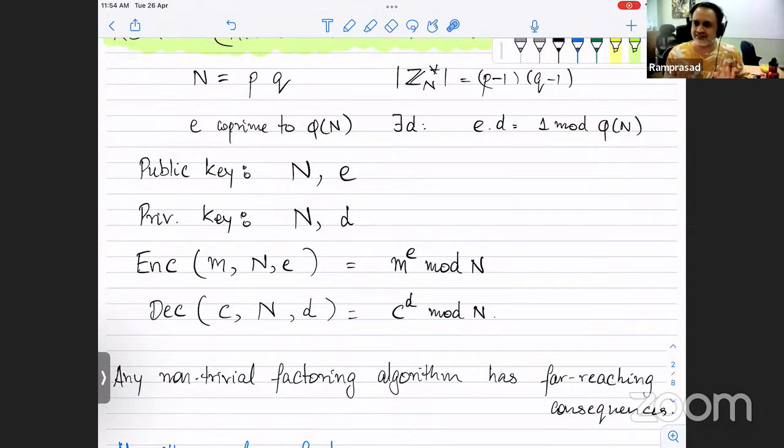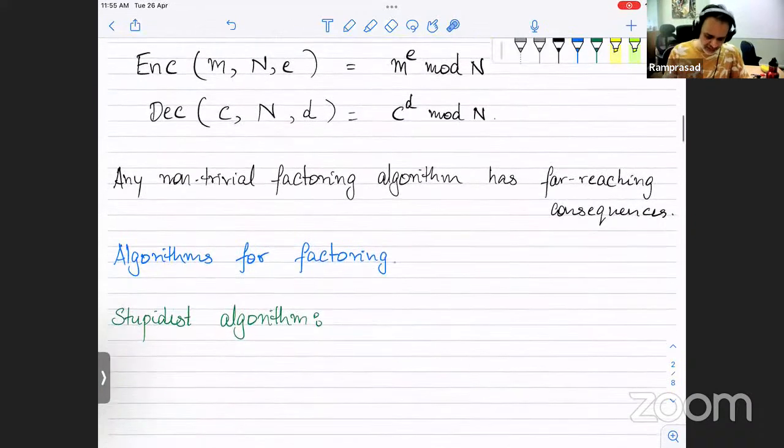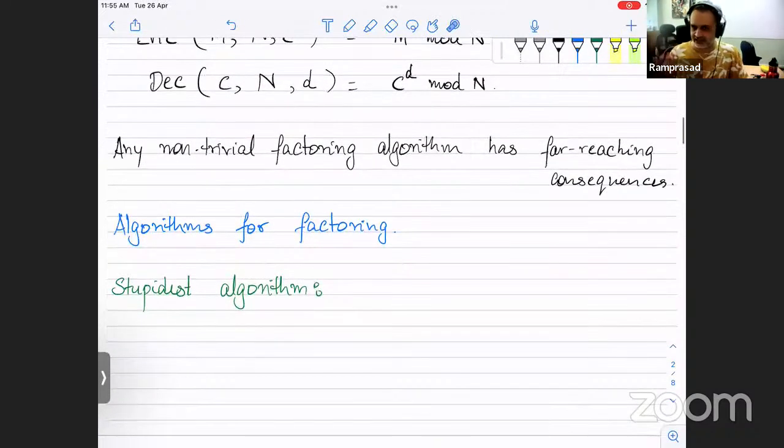Which is why in this part of the course, we are actually going to do some factoring algorithms. A lot of them might seem completely stupid, but it's just to get some edge over a brute force test. That's what we are going to try and do. Okay, so let's begin with algorithms, and I'm going to begin with the stupidest algorithm. Can someone tell me what is the stupidest algorithm for factoring? Okay, maybe not the stupidest, but a stupid enough algorithm for factoring.